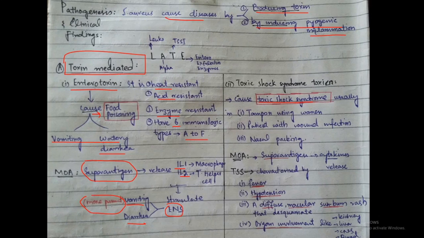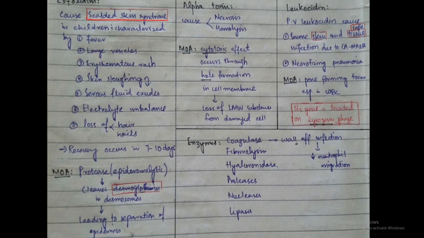Second is the toxic shock syndrome toxin. It causes toxic shock syndrome, usually characterized by fever, hypotension, a diffuse sunburn-like rash, and some organ involvement like kidney, liver, and CNS. It usually occurs in women using tampons, in patients with wound infections, and patients having nasal packings. The mechanism of action is the same, it is a superantigen.